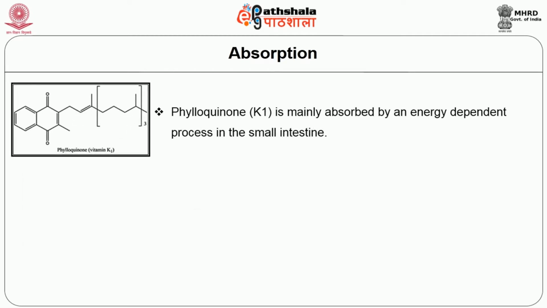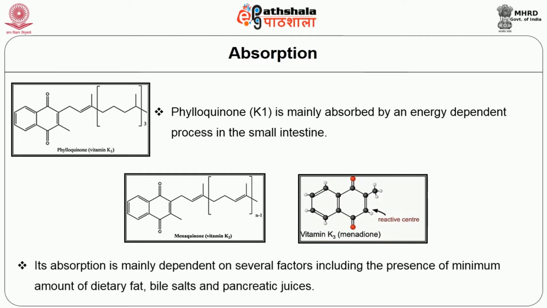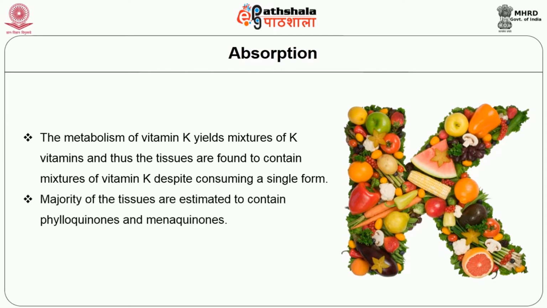Phylloquinone is mainly absorbed by an energy-dependent process in the small intestine, whereas menaquinones and menadione would be absorbed in the small intestine and colon by passive diffusion. Its absorption is mainly dependent on several factors, including the presence of a minimum amount of dietary fat, bile salts and pancreatic juices. The metabolism of vitamin K yields mixtures of vitamin K vitamers, and thus the tissues are found to contain mixtures of vitamin K despite consuming a single form. The majority of tissues are estimated to contain phylloquinones and menaquinones only.